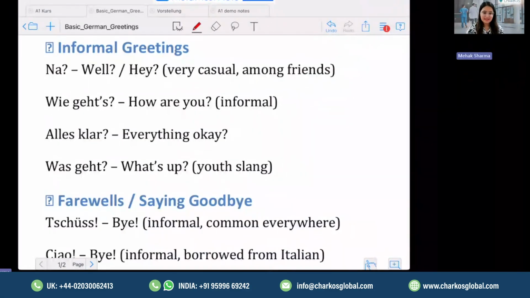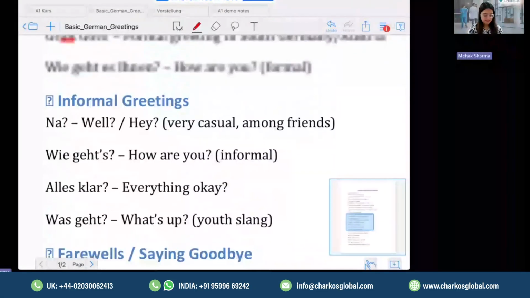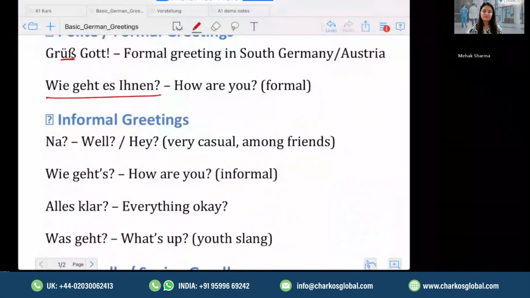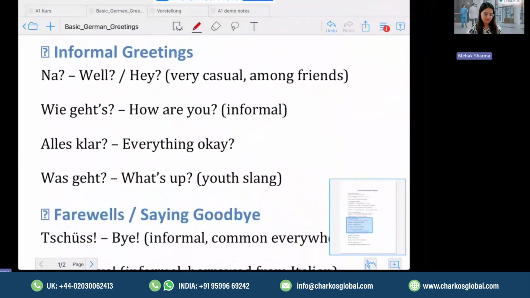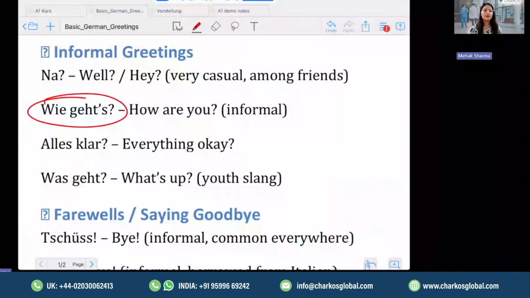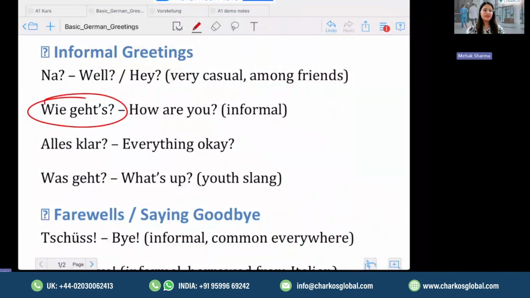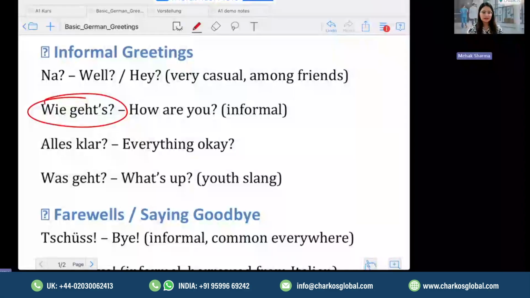So next is Wie geht's. Wie geht's is the informal version of this. Wie geht es Ihnen. Now you can learn this one as of now. I think it sounds easy compared to that one. Wie geht's. How are you? Alles klar? Alles klar is like everything okay, all good, everything in order. So alles is everything, klar is like clear, all good, all okay.